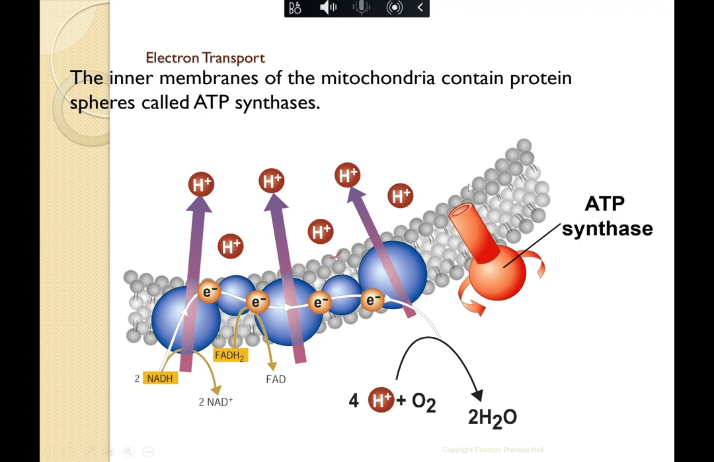Now we have this here. This protein is something called ATP synthase. ASE most of the time denotes an enzyme. So this is an enzyme and also a transport protein. Synthase, to synthesize ATP. So this is the enzyme that's going to make ATP.